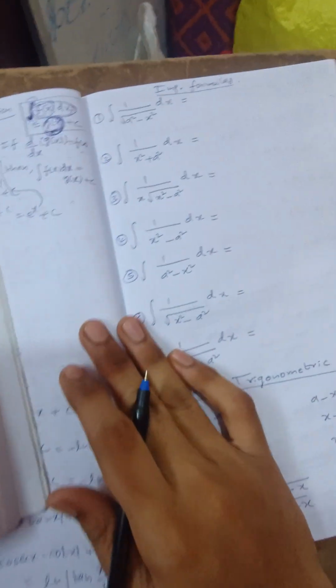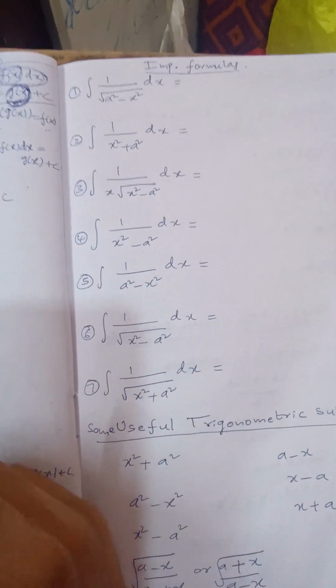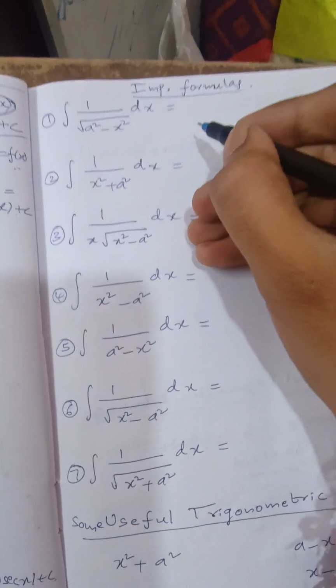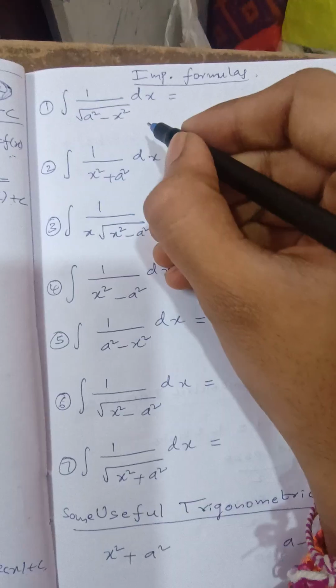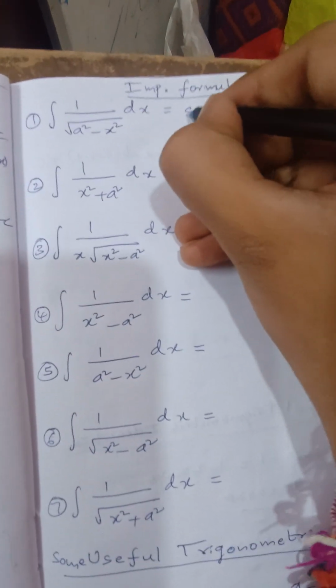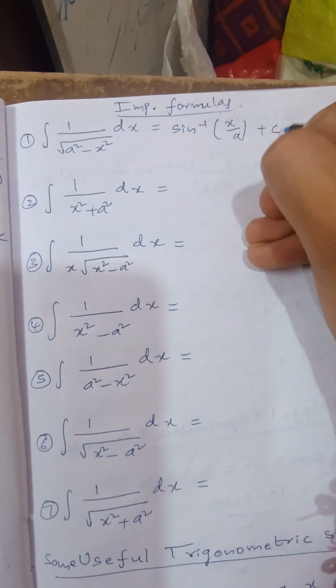Now coming to some important formulas of integration. This will be helpful in solving different kinds of problems. So these are very important formulas actually. Now coming to the first formula, integration of 1 by root a square minus x square dx. This is nothing but sine inverse of x by a plus c.